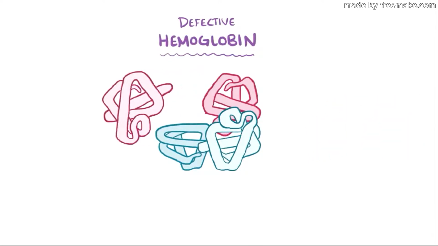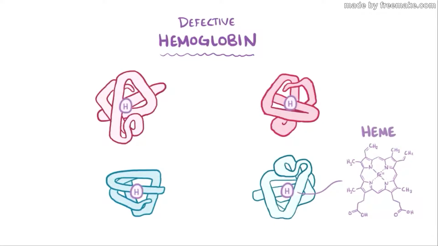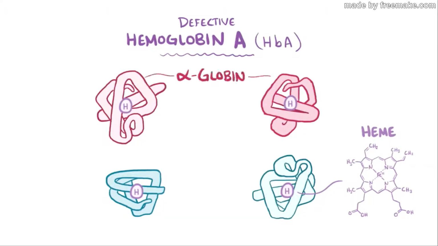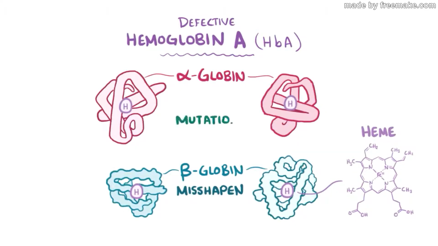blood cells. Hemoglobin is actually made up of 4 peptide chains, each bound to a heme group. Different hemoglobins have different combinations of these chains. Hemoglobin A, or HbA, is made up of 2 alpha globin and 2 beta globin peptide chains. And this is the primary hemoglobin affected in sickle cell. Specifically, the beta globin chains end up misshapen. This is because of a mutation in the beta globin gene, or HBB gene.